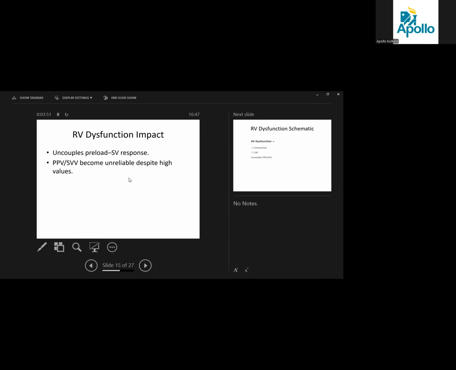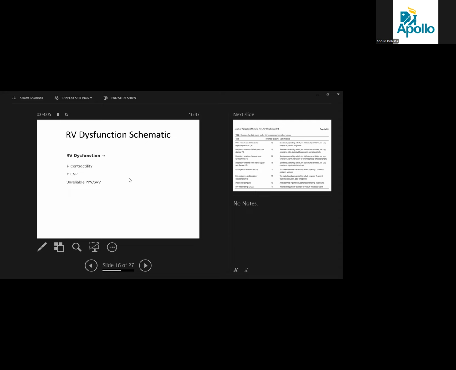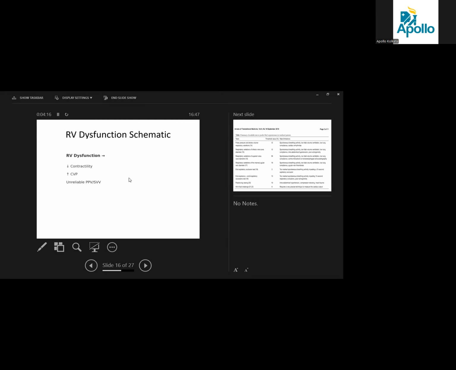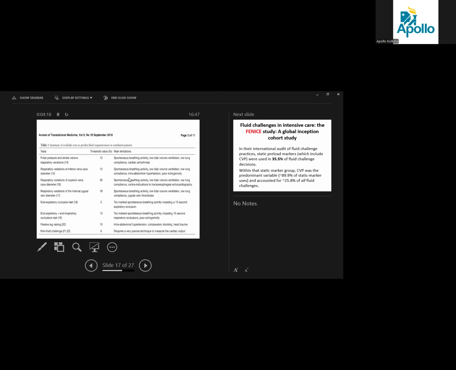So, what impact does RV dysfunction have on the dynamic indices? It uncouples the preload-stroke volume response. So, the pulse pressure variation or the stroke volume variation becomes unreliable despite high values. Now, the patient with RV dysfunction will have a reduced RV contraction. The CVP will be high, but the positive predictive value of the PPV and the SVV will be remarkably low.